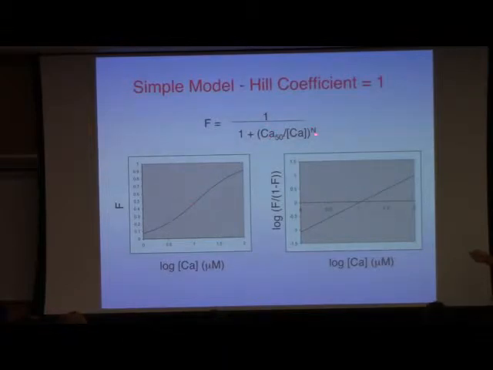And then there's this exponent. Even though it's an exponent, we call it a coefficient. So this is the Hill coefficient, and that sets how steep it is. If we were to plot log calcium versus log of force over 1 minus force, this is a way to take this curve and straighten it out, and the slope will give you the Hill coefficient.